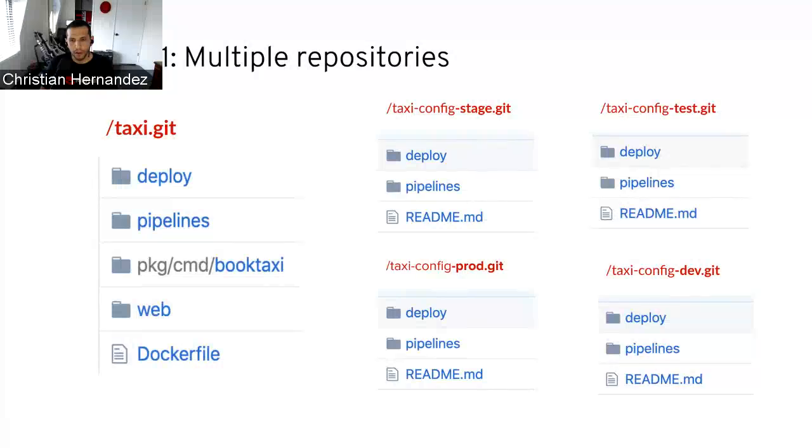So there's a way to handle this with multiple repositories, right? You have an application right here. This is the taxi sample application. We have the main branch and the main Git repo, and then we have the configuration repo. So we have a repo for stage and a repo for test and a repo for dev and a repo for prod, and you manage your environments separately in a Git repository.